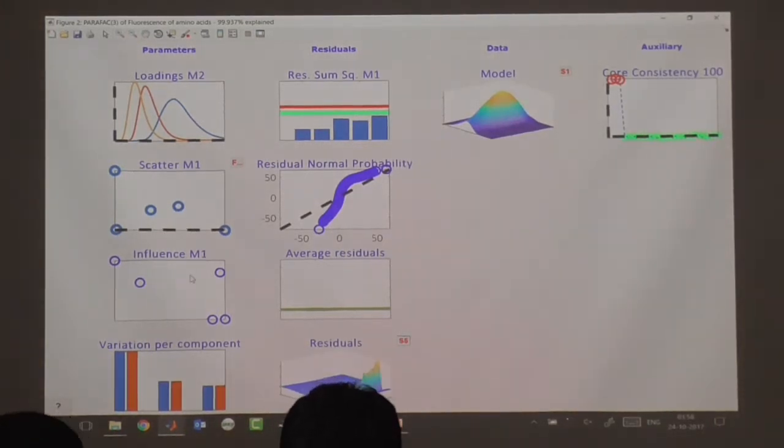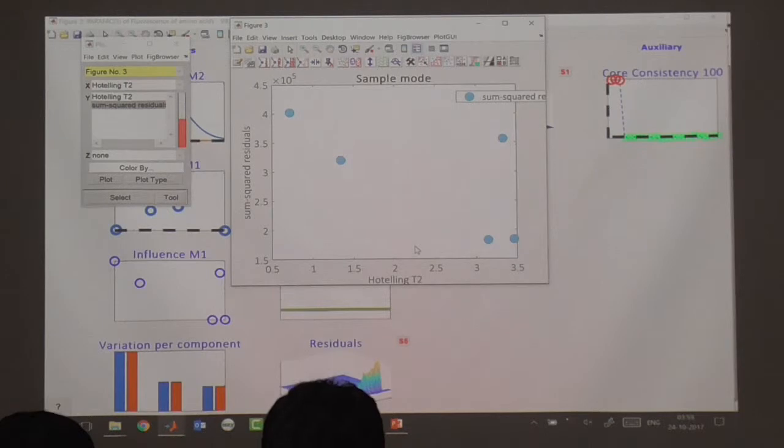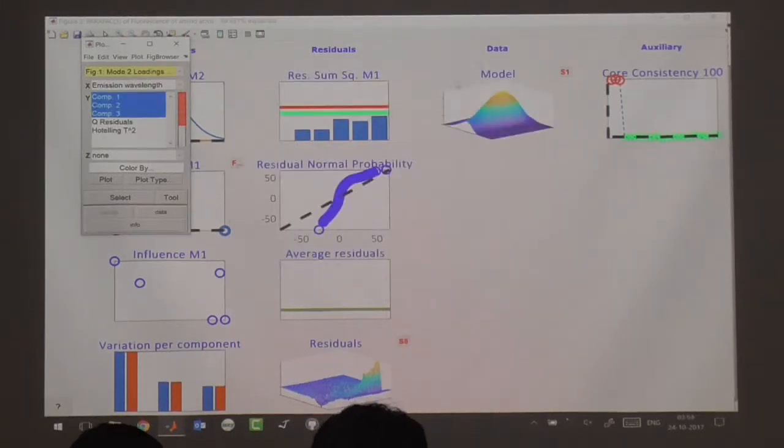And if you are used to doing two-way analysis, you are also used to using a plot where you show the residuals versus the Hotelling's T-squared or the leverage. That's a standard plot for finding outliers in chemometric models. And we have that available here as well.